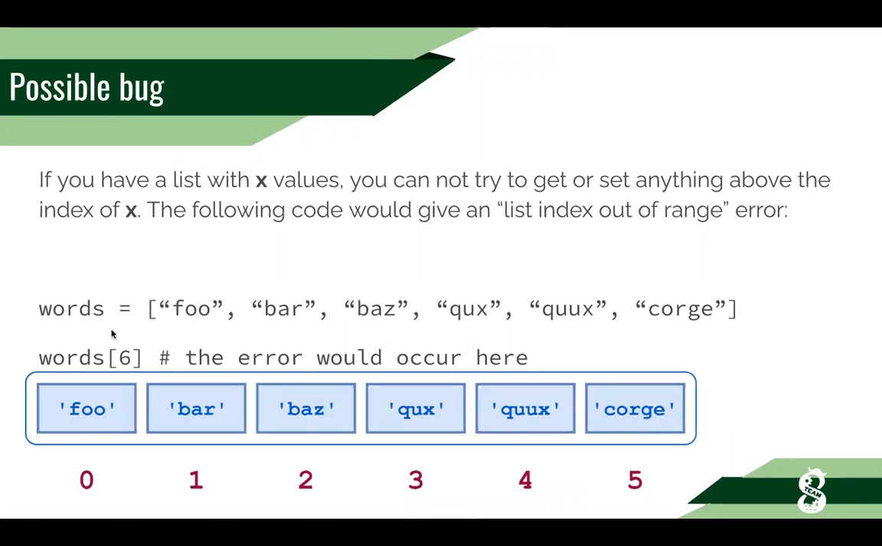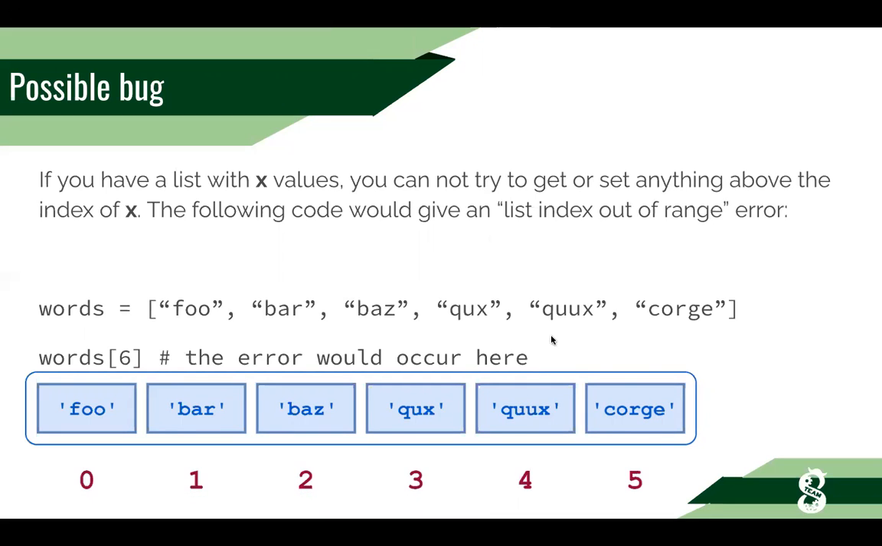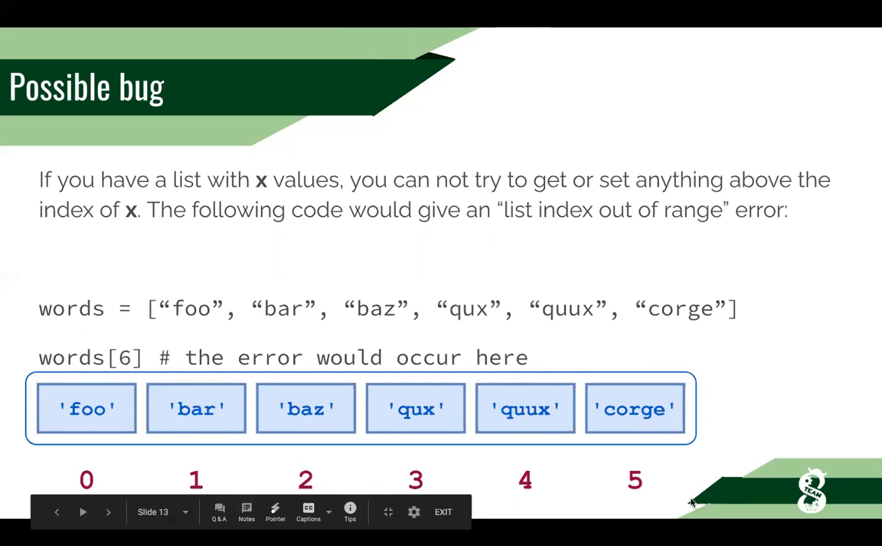So one possible bug, which I already showed you, is when you ask it for an index above how many indexes it has. For example, here you see it's only from 0 to 5. You cannot say words at 6 without getting an error. It's list index out of range. So if you ever get this, you should know that you asked for something way too high.